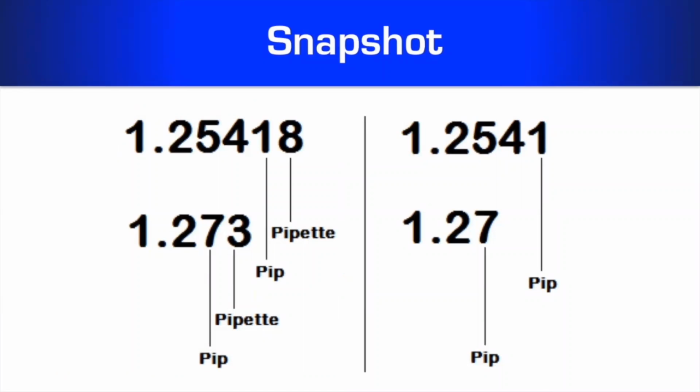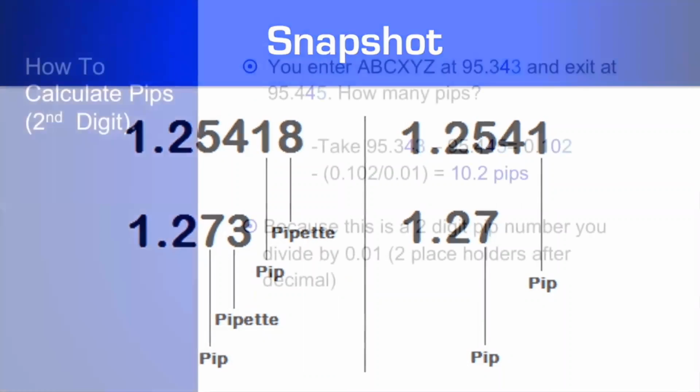Notice how on one side you see 1.25418 and it shows you the pipette. And then on the right, remember what I told you to do with those pipettes? We ignore them. So you don't see an 8. You don't see a 3. Okay? So the top one is for pretty much every other pair. The bottom number, the 1.273, represents yen and gold pairs.